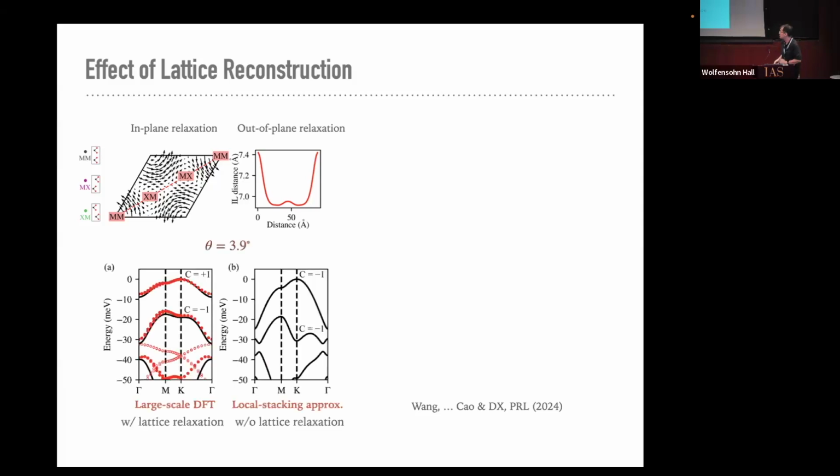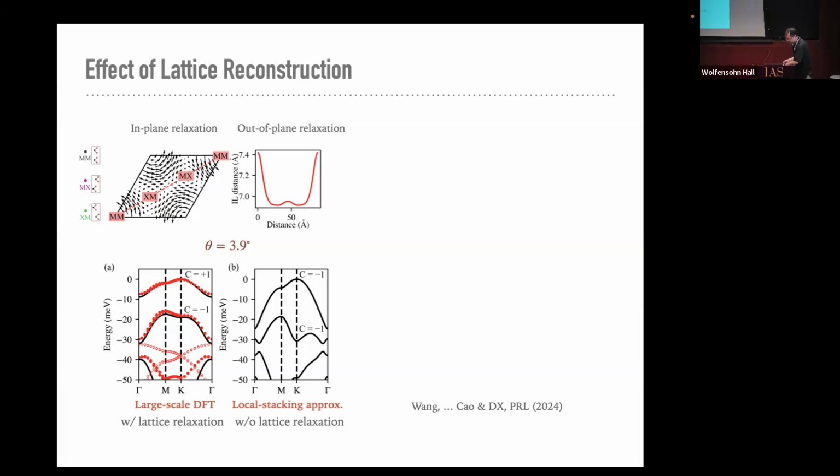And finally, you can look at the band structure. Shown on the left is a large-scale DFT where the lattice reconstruction is considered, and shown on the right is the band structure without any lattice reconstruction. The first thing you'll notice is that, look, this one has a very large dispersion at 3.9 degree, but this one has a much, much flatter band. And in addition, you see that even the Chern number sign is different. That's really interesting. Remember, one of our motivations is to try to explain why there's a sign change, right?